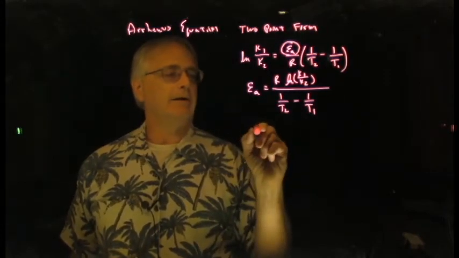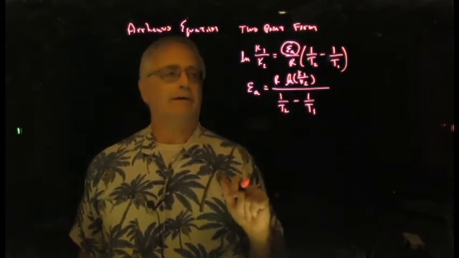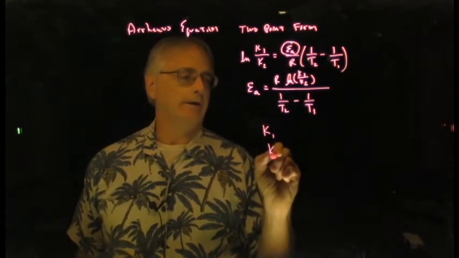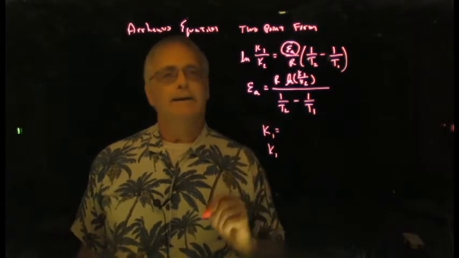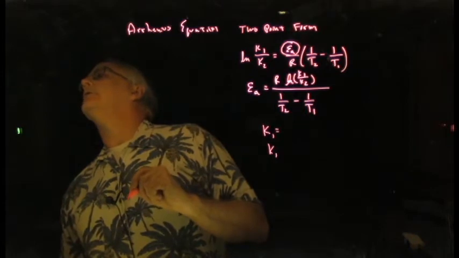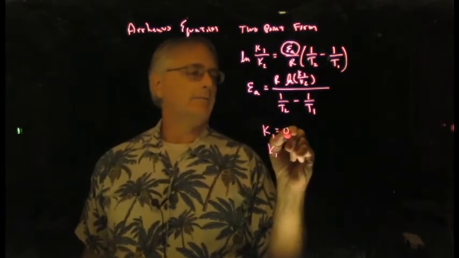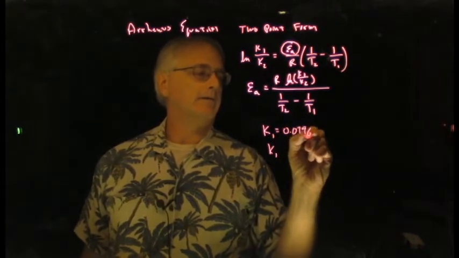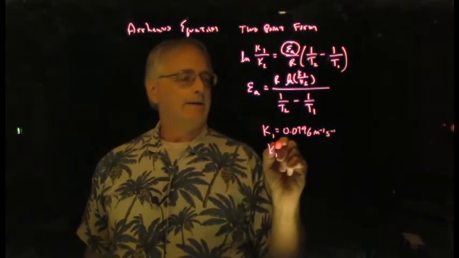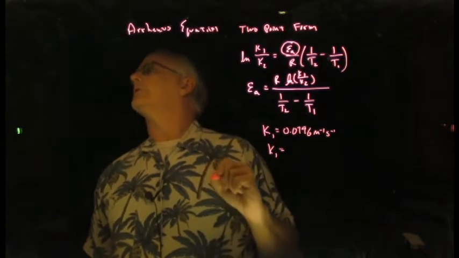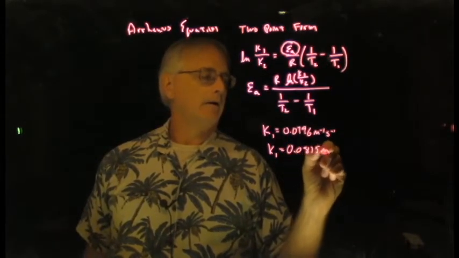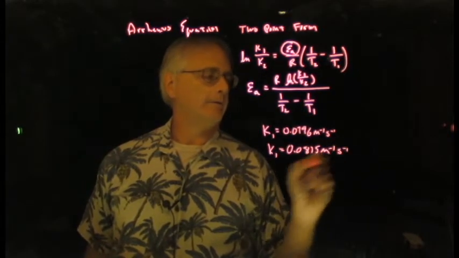And they tell us that this reaction that we're trying to study has 2 rate constants, called K1 and K2. And they give us the values: 0.0796 reciprocal moles per liter, reciprocal seconds, and the other one, 0.0815 reciprocal moles per liter, reciprocal seconds.